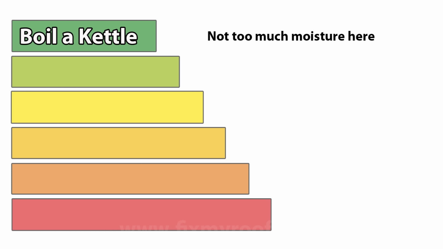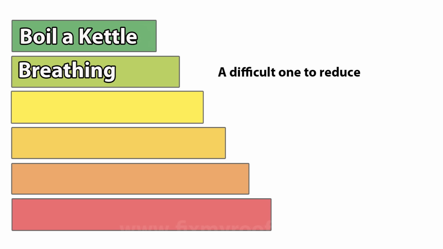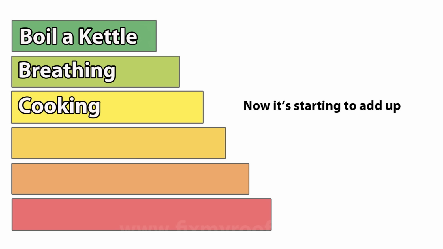Let's look at it another way, this time with the help of this handy chart. Starting at the top, let's boil some water for a coffee whilst we look at some of the top moisture contributors in the home. Breathing. I'll admit, this is a tricky one to cut down on, but let's face it, it happens a lot. You get home in the evening and do some cooking, probably with the lids off the pans.